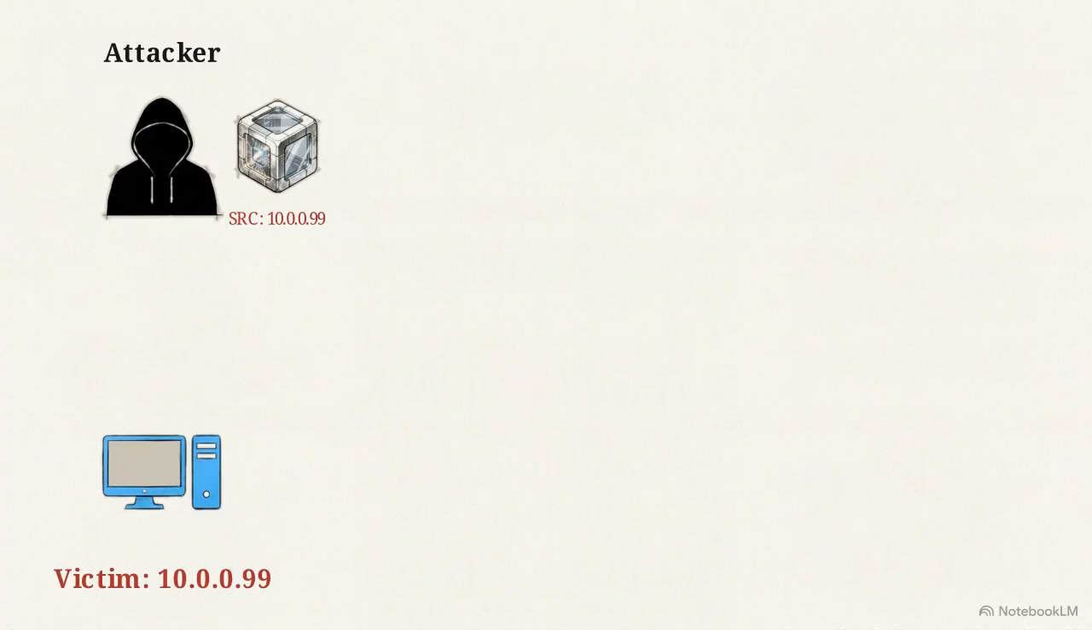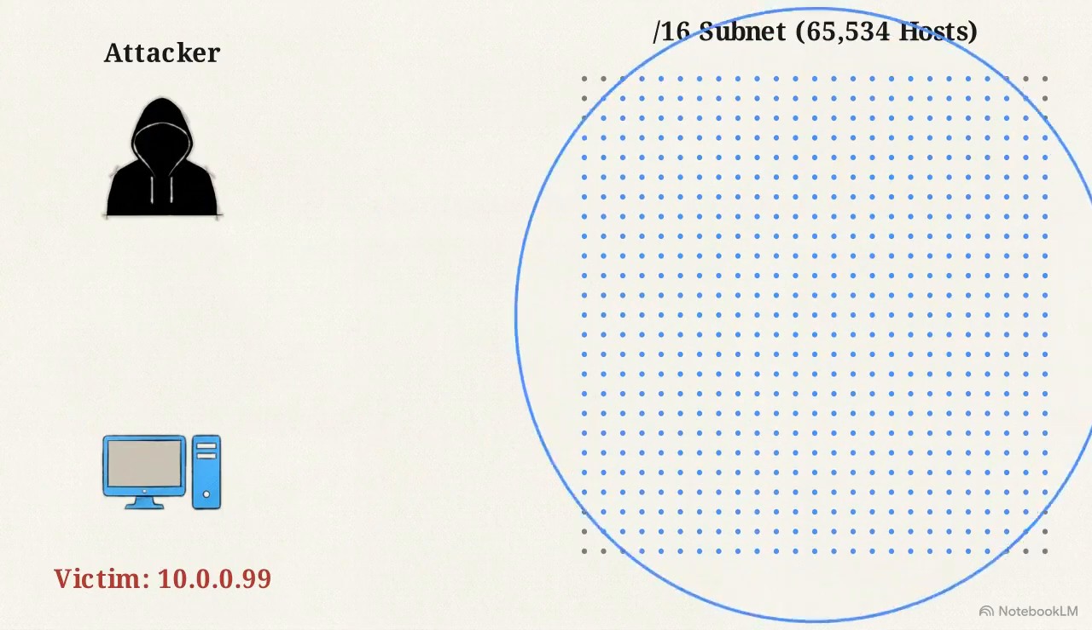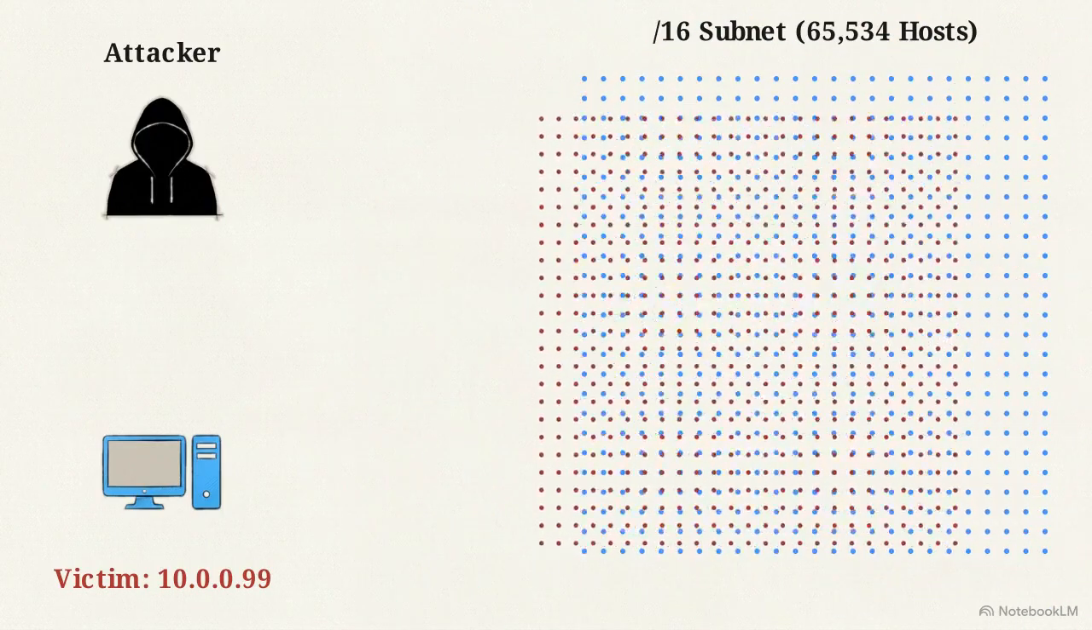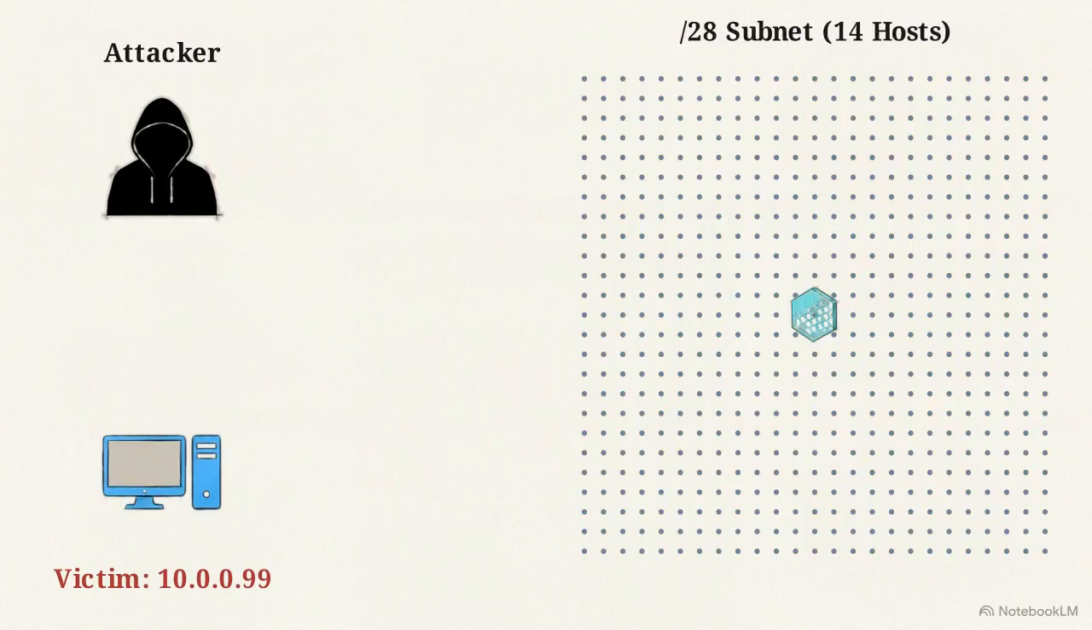Look at what happens in an unsegmented /16 environment. A single spoofed packet hits the broadcast address, and all 65,000 hosts simultaneously reply to the victim, creating a massive amplification effect that crushes the target's bandwidth. In the segmented /28 subnet we calculated earlier, that exact same attack is structurally contained. The broadcast stops at the subnet boundary, limiting the maximum possible amplification to just 14 replies.